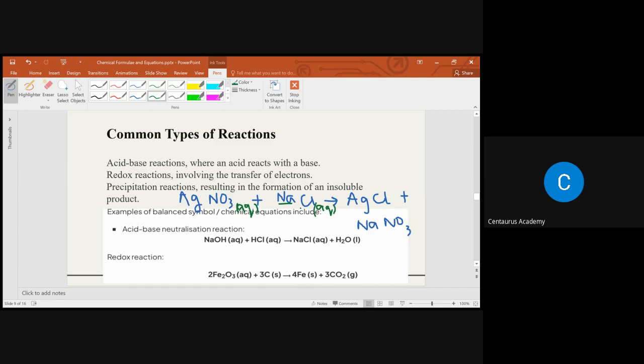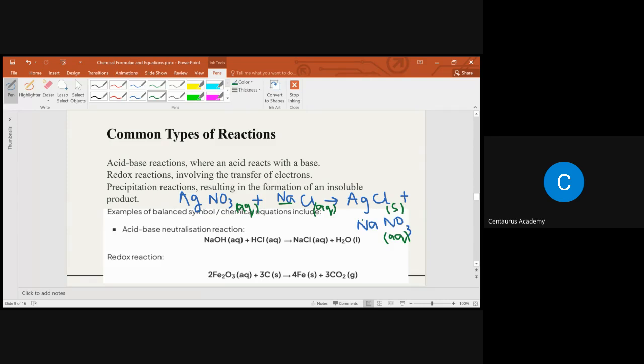AgNO3 reacts with dilute sodium chloride to form an insoluble precipitate. Now, insoluble precipitates have to be solids. They are not dissolvable. So AgCl is going to be a solid. And what about sodium nitrate? Aqueous, very good. This is again a nitrate and also has sodium ions. So obviously this is going to be aqueous as well.